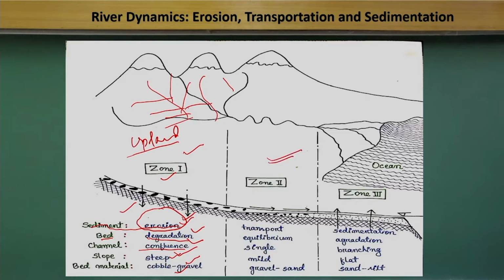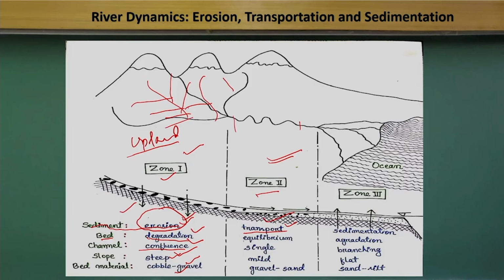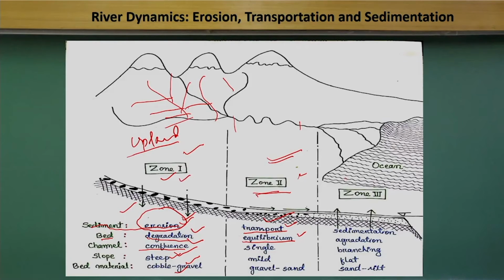Let us come to zone 2, which is mostly in the fluvial plain regions, where you basically have the transport purposes. That means whatever water and sediment was collected in zone 1 goes through this stretch of the river. It just transports water, sediment and nutrients. So this is the transport mechanism. It may have aggradation and degradation, but overall it will be in an equilibrium position. That means it does not change the fluvial geometry of the river significantly at this zone as compared to zone 1 or zone 3.